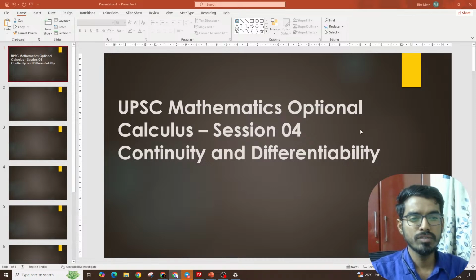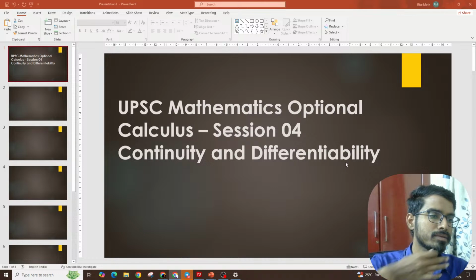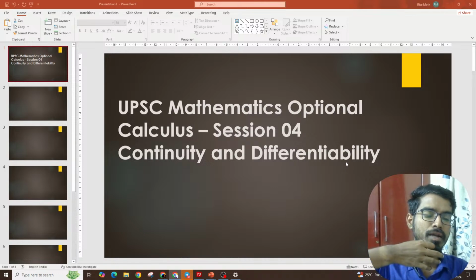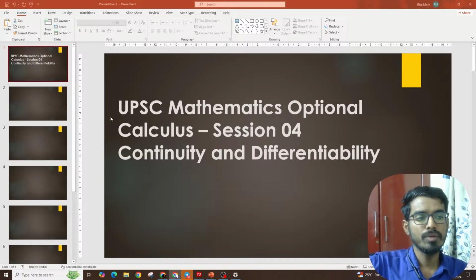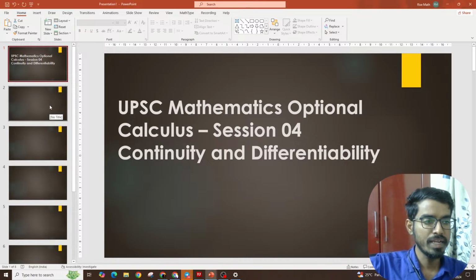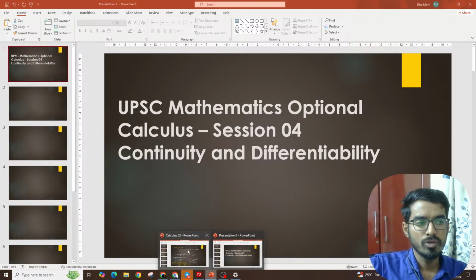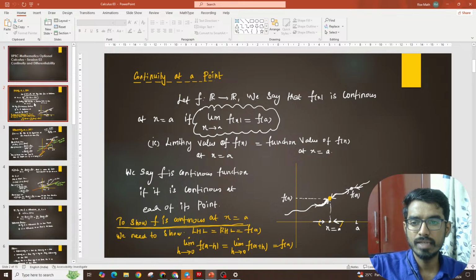Okay. So this is lecture number 4 of calculus. We are seeing continuity and differentiability. From the previous class, we have started continuity and differentiability, and also we have introduced the definition of continuity and differentiability. And I think we have solved three problems, right? So I'll just show you the notes of the previous class.